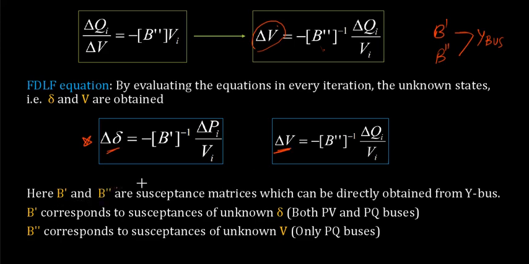B dash and B double dash can be obtained directly from the Y bus, which represents susceptance matrices, and B dash will correspond to the unknown delta. Because B dash corresponds to delta, it will be related to both PV bus as well as PQ bus. So the unknown values of delta are present at both the PV bus as well as PQ buses. And B double dash corresponds to voltage. So the susceptances correspond to unknown voltages. That voltage is present only at the PQ bus, because in PV bus voltage is already specified.